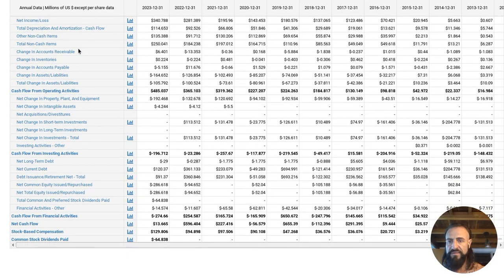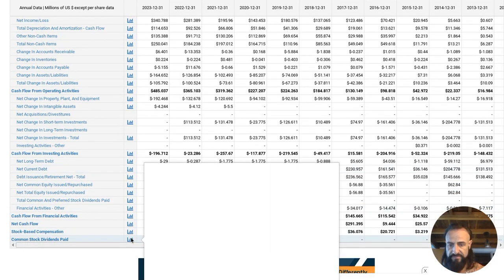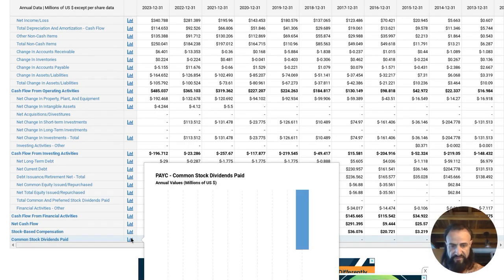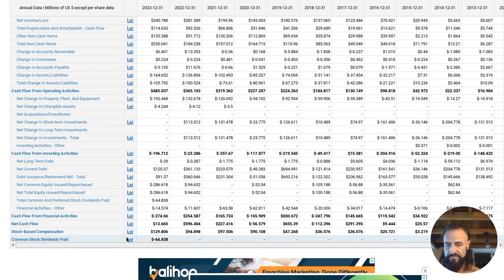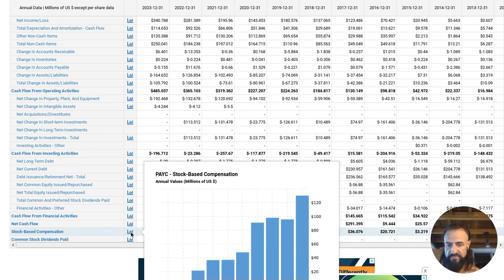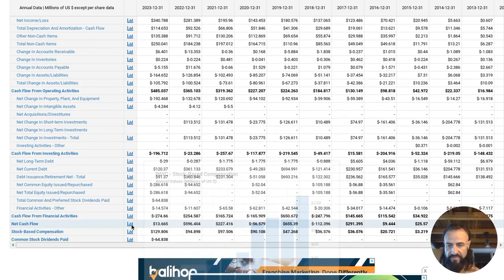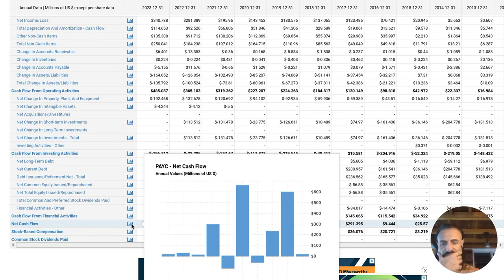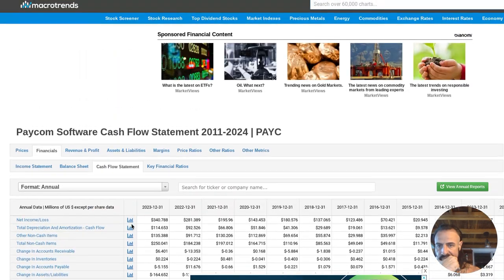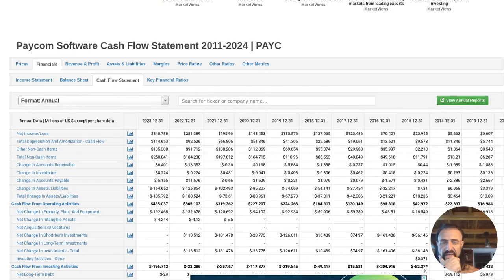The cash flow statement, they're paying a dividend. They started paying dividends in 2023. Stock-based compensation, the net cash flow. Oh yeah, they pay a dividend.